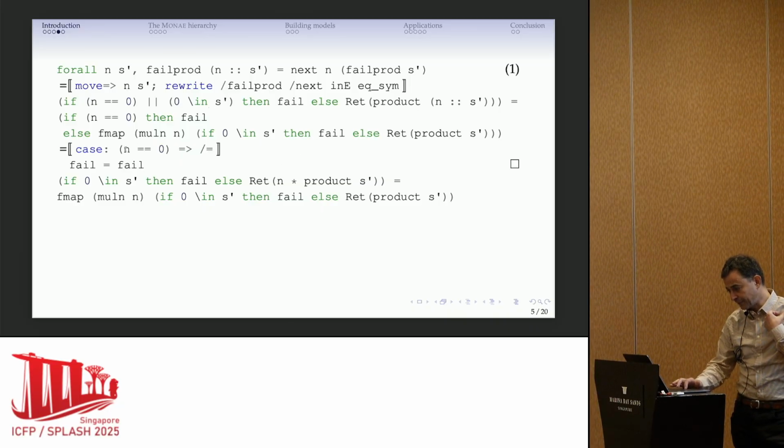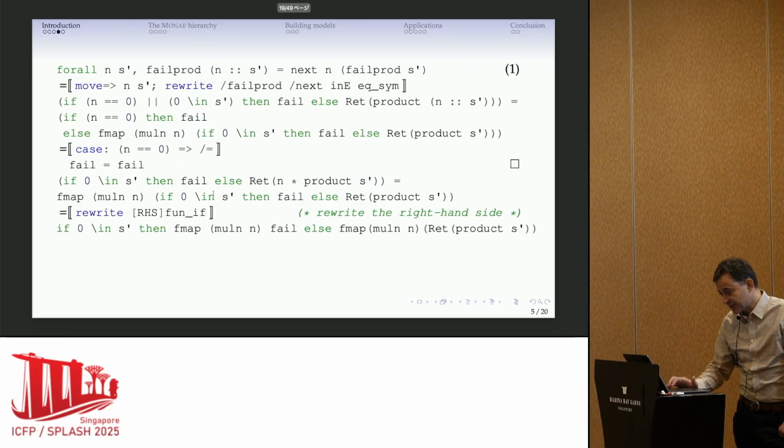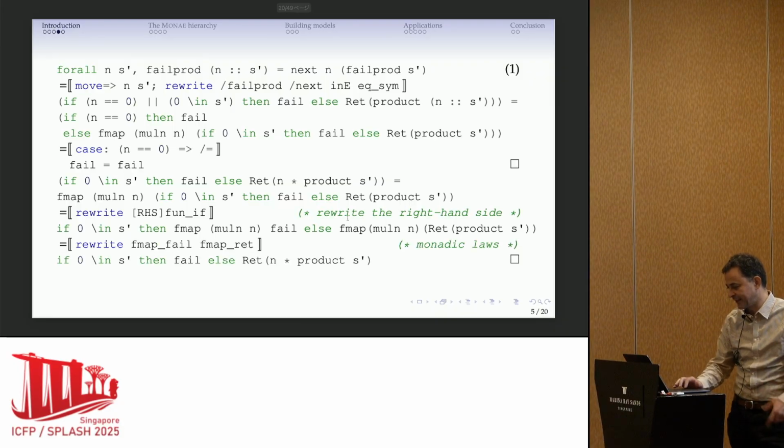And on this side I have fmap of the if. Which, again, I can leave to the if, because fmap is just a function. From now on, I will be rewriting the right-hand side, so then I get something like that. And again, same thing, I can use the monadic law for fmap, so that I get this, which is actually exactly the same thing as the left-hand side, so end of the proof.